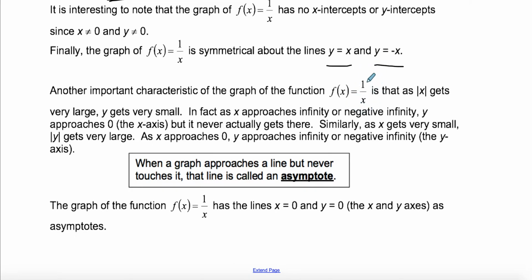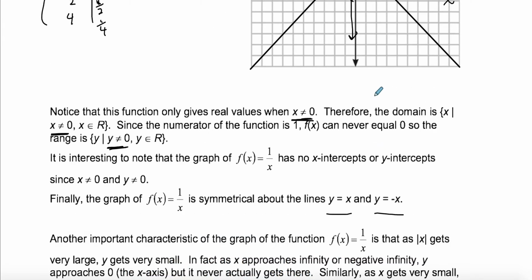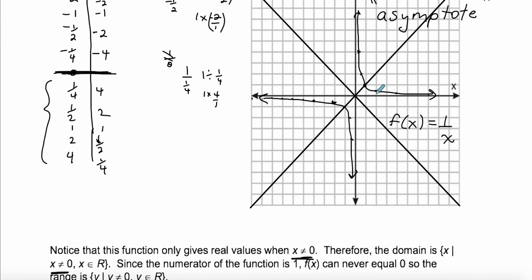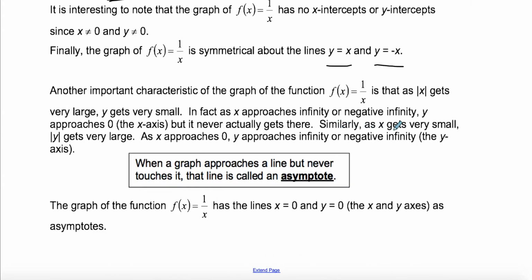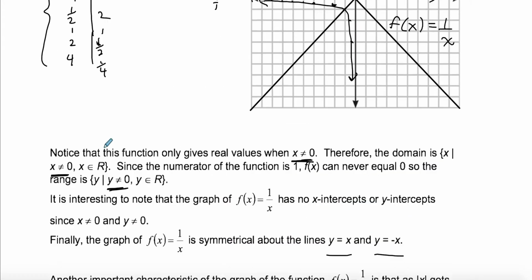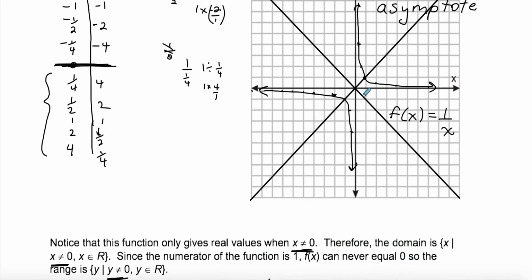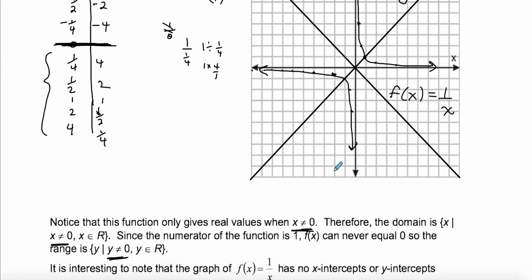Another important characteristic is that as x, the denominator, gets really, really big, the fraction, or the y, gets really, really small. So as x gets larger and larger, the y gets smaller and smaller. Similarly, as x gets very, very small, the y gets very, very large. So when we look up here, as my x gets smaller and smaller, going in this direction, my y is going up and up, and it's getting much greater.